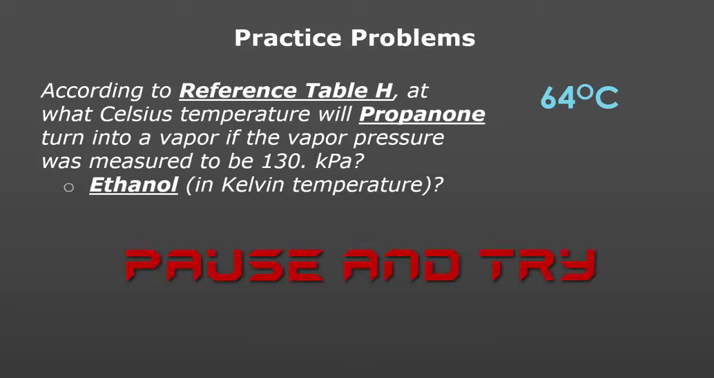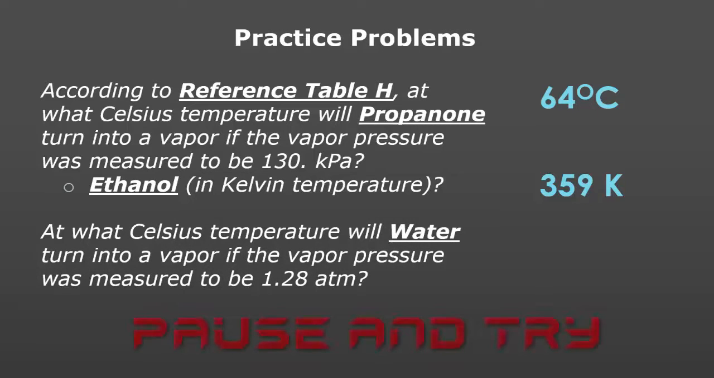Let's also use ethanol, but now let's figure out what temperature ethanol will boil at if it's at 130 kilopascals. You should have got 359 Kelvin. Remember, Kelvin is equal to Celsius plus 273.